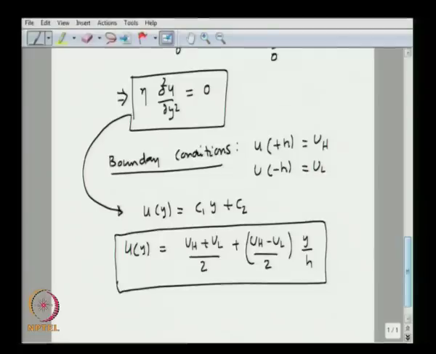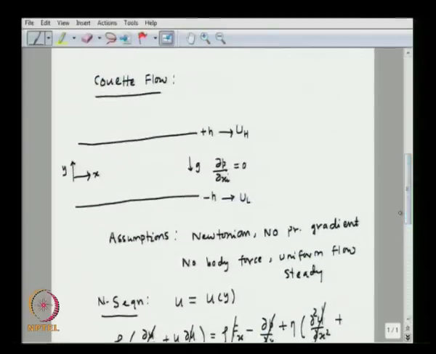Okay. So this equation satisfies the boundary conditions at both the top and bottom walls, and the velocity is linearly dependent in the y direction. Okay. So if you try to plot how the velocity is varying, let us say uh is greater than ul, then it will vary something like this, okay, where this will be uh and this will be ul and this will be varying linearly.